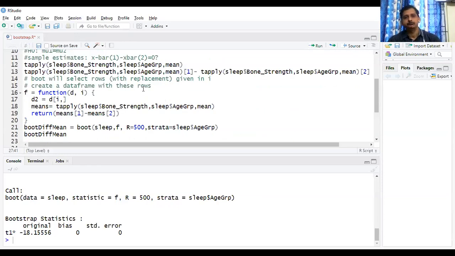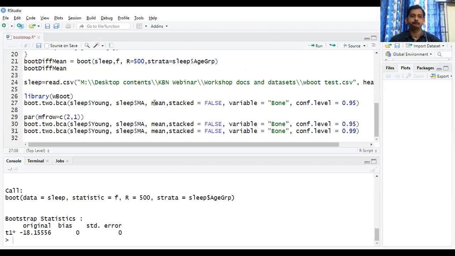Earlier we did a very crude way of computation, but here in WBoot we just have to give the statistic mean. And stacked is false. Stacked means you have smokers and non-smokers stacked together. But here, if my data is in multiple columns, what should I do? Then you define stacked equal to false. The variable is bone strength, and the bootstrap confidence interval is 95 percent.